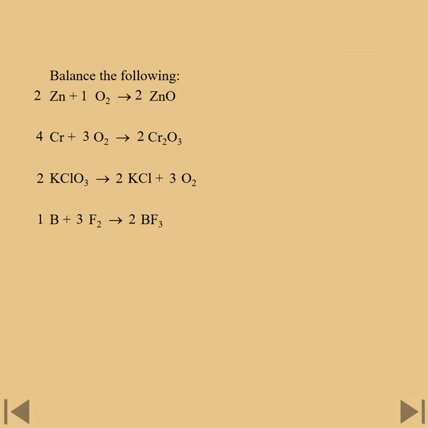And when I double check, 1 boron on the left, 2 on the right. Oops, I forgot my boron. So 2 on the left, 2 on the right. 6 fluorines on the left, 6 fluorines on the right. It never takes but a few moments to double check.